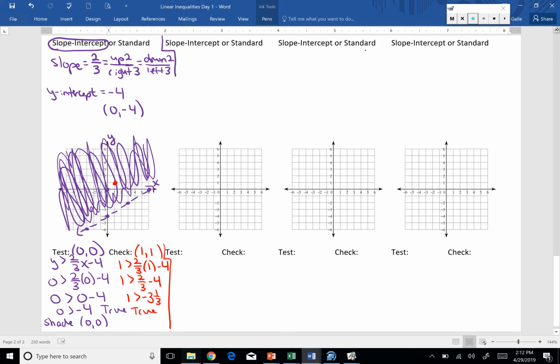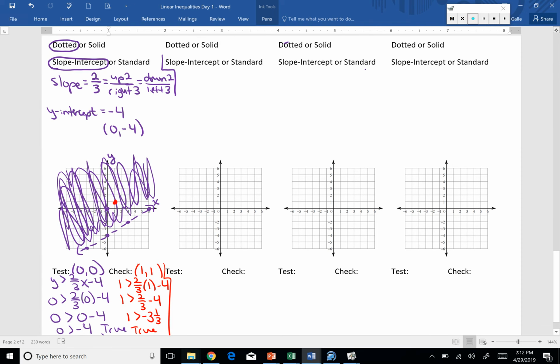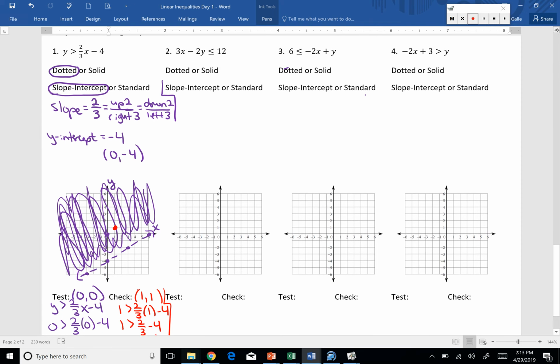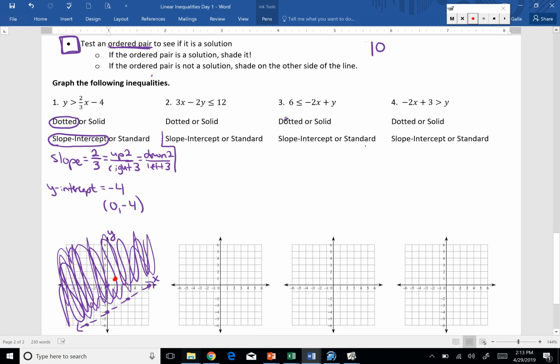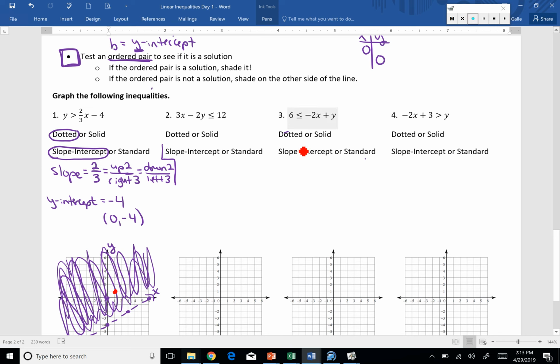All right, I've got a little bit of time left. We're going to skip number 2 for today. I want to look at number 3. So skip number 2 for me, please. With number 3, are we going to have a dotted or solid line? What do you guys think? Solid. Yep, we've got an equal sign. So we're going to have a solid line in number 3.